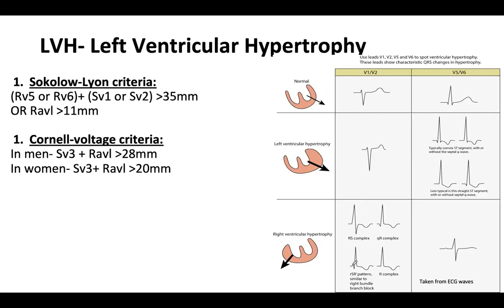And here's where you can get an RSR pattern similar to right bundle branch block. So this is what I was talking about before. Little r, big S, big R. The small r and the big S are what you would normally have, your normal R and S wave. But then there's also an additional upward deflection.